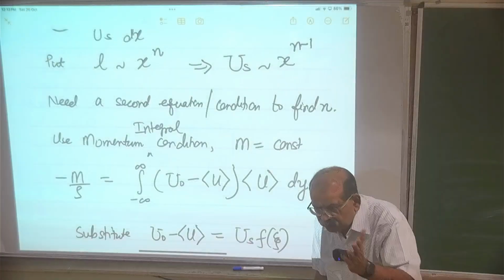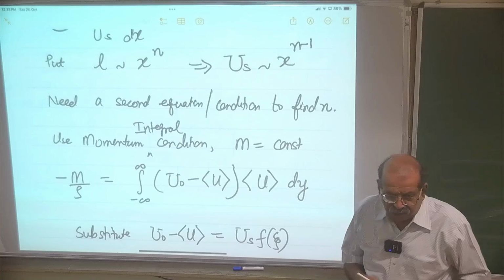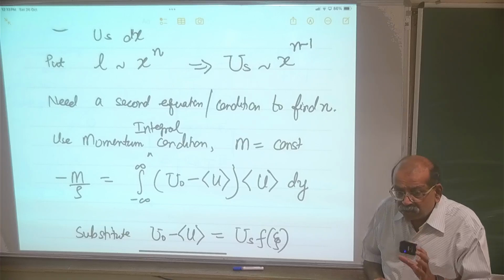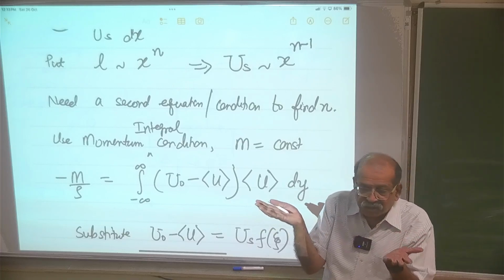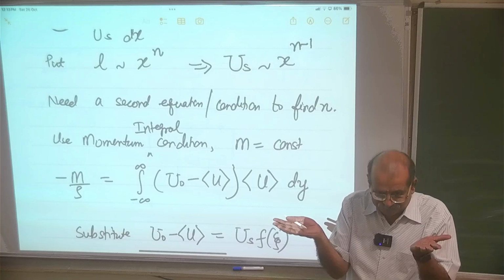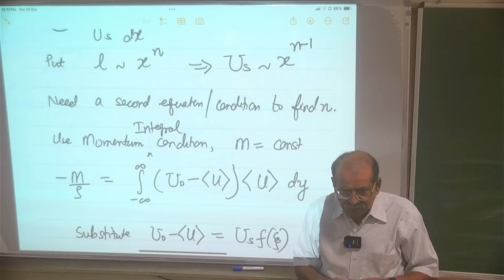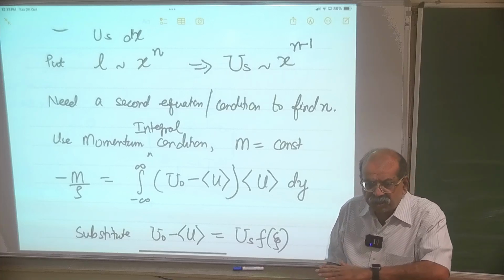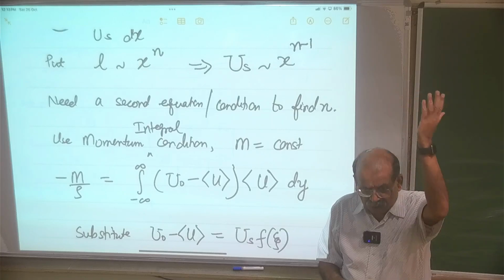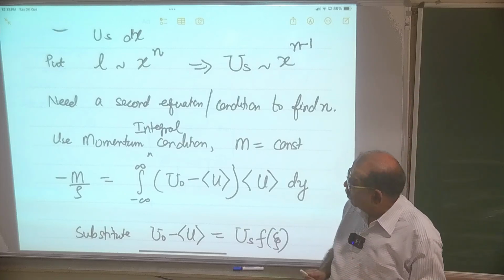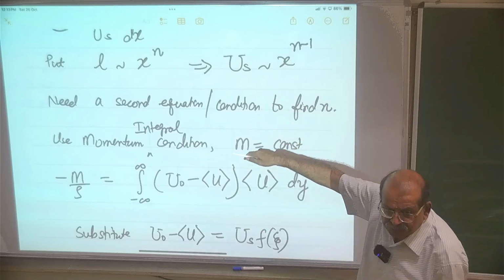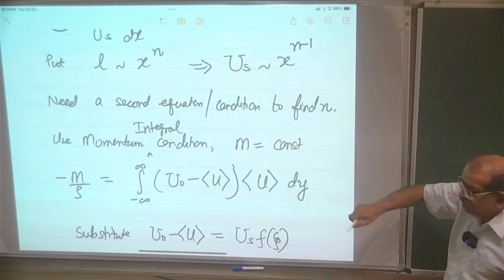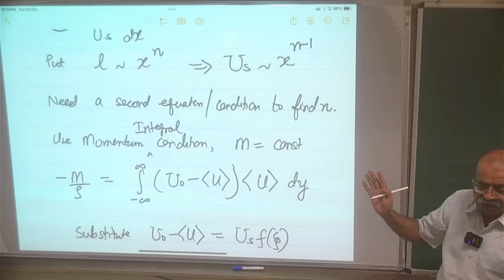I don't know, you must have done the boundary layer, where there also we have a self-similar profile. There, one condition comes from balancing the viscous term and the convective term. And the second comes from the boundary condition that velocity is equal to capital U at y is equal to infinity. But here we don't have any boundary condition like that. What we have is the momentum integral condition, that the total momentum flux is constant.